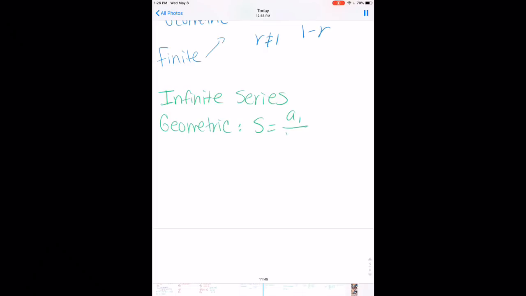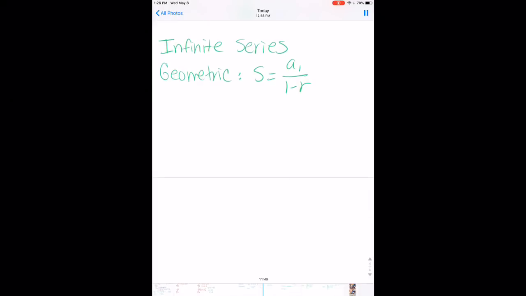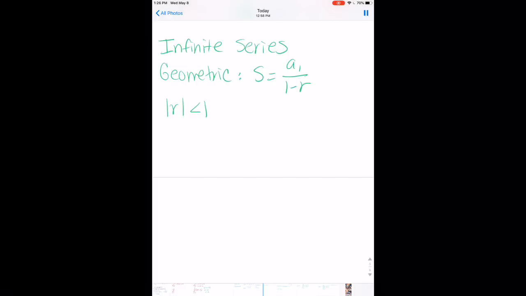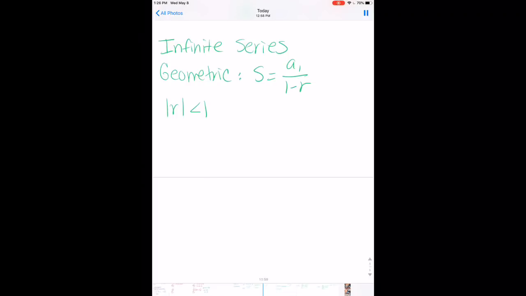Man, I'm writing way too slow. So there's the formula. S equals the first term divided by 1 minus r. And there's one little catch to this though. In order for this to work, we need the absolute value of r to be less than 1. So basically we need it to be a fraction. Because if it's a fraction, that means that your numbers are getting smaller and smaller every time. They're being divided in half or divided by 4, which means eventually they're going to shrink down to almost 0. So you'll be able to add all of them up.